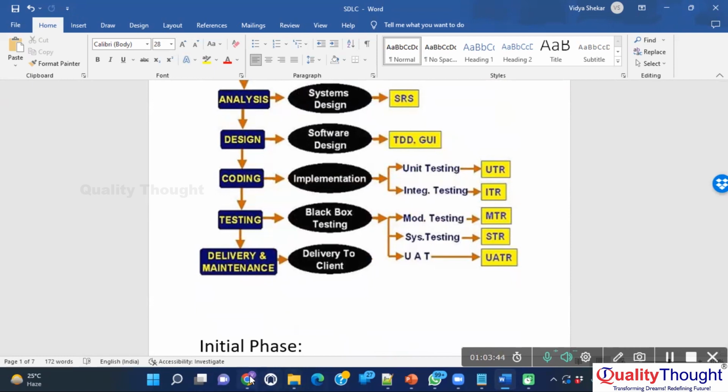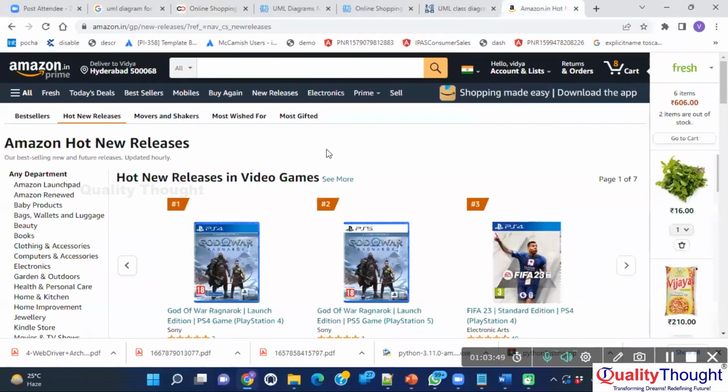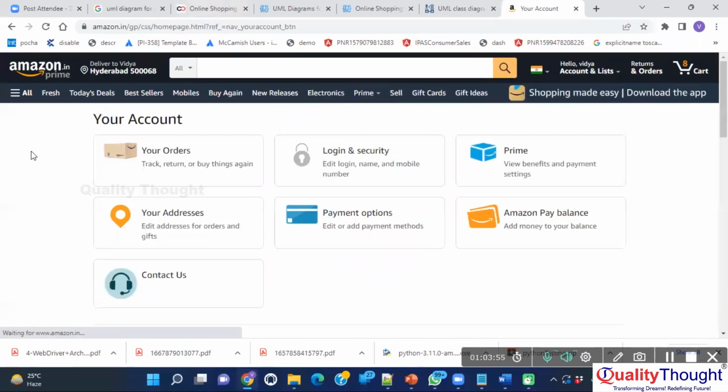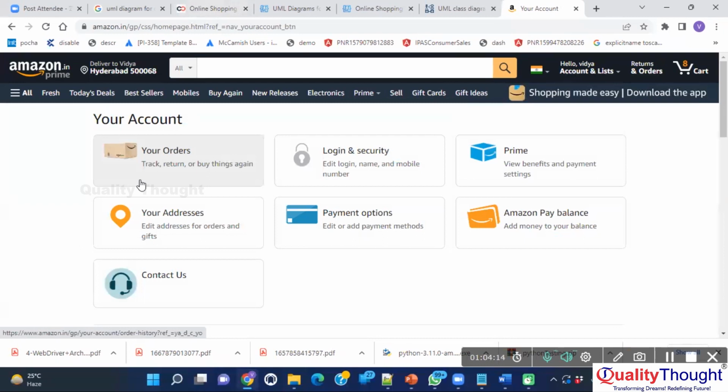What is module testing? Module testing is nothing but testing this module as a whole. For example, this is one module. Your account is one module. It contains your orders, login, Prime, Amazon balance, payment, all together as one module. Whenever you are shopping, the interaction between the warehouse and orders is nothing but integration testing. Testing a module completely, where your account is the module and these are the functionalities in that particular module. Agree?